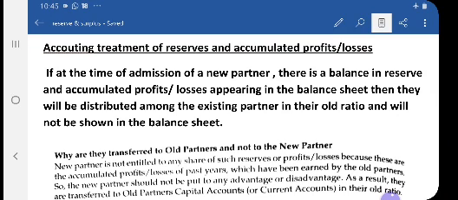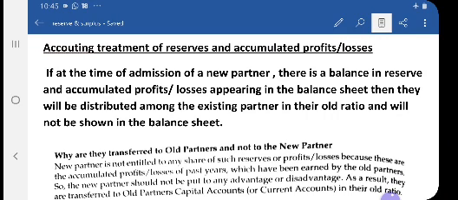See, if at the time of admission of a new partner, there is a balance in reserves and accumulated profits on the liability side and losses appearing on the asset side of the balance sheet, then they will be distributed among the existing partners in their old ratio and will not be shown in the new balance sheet.